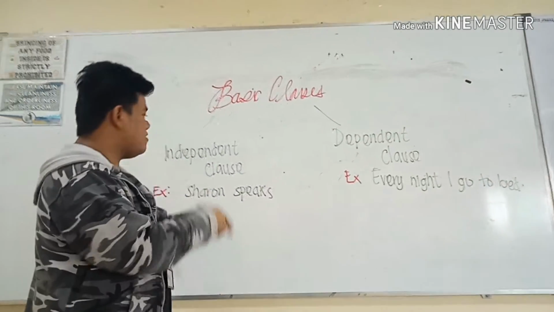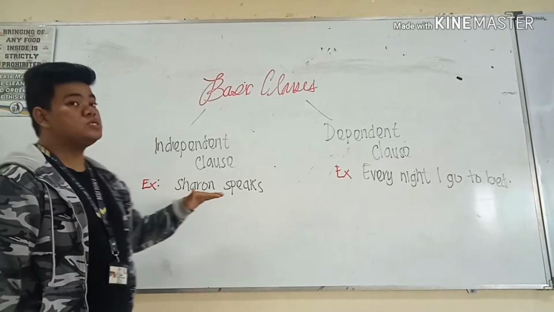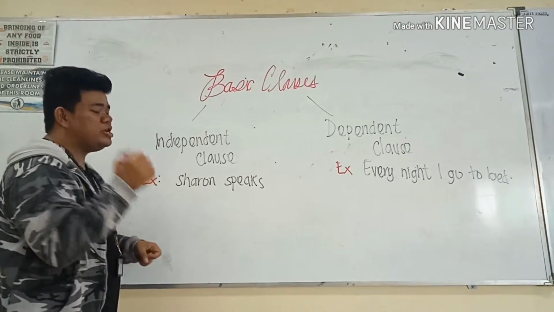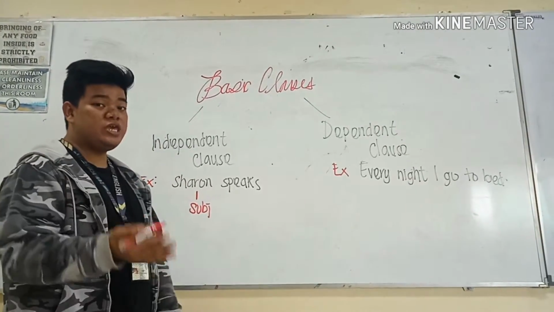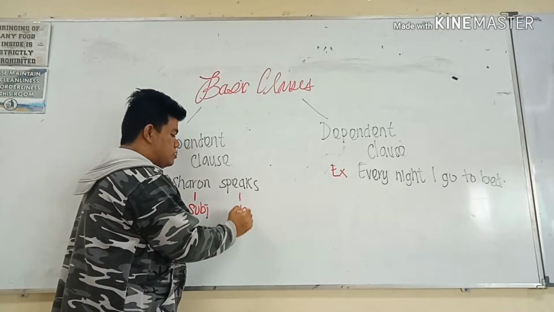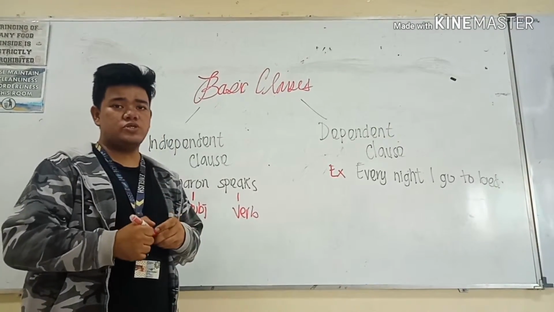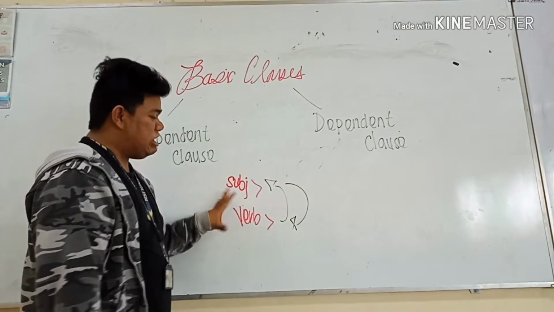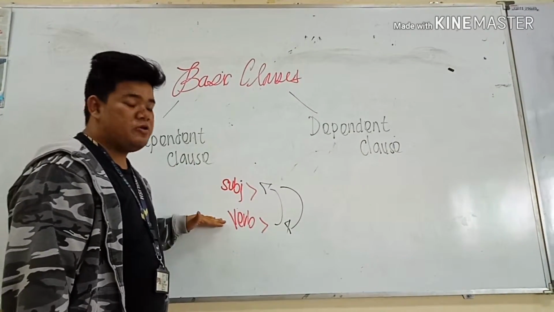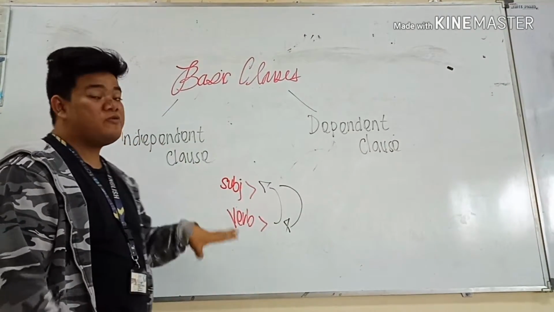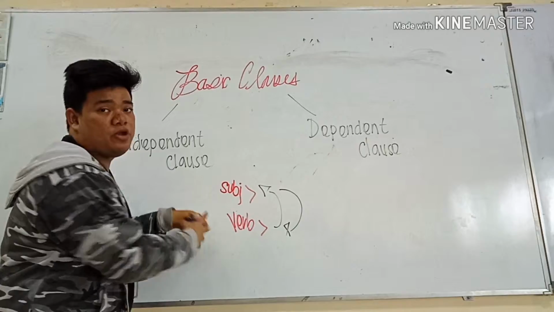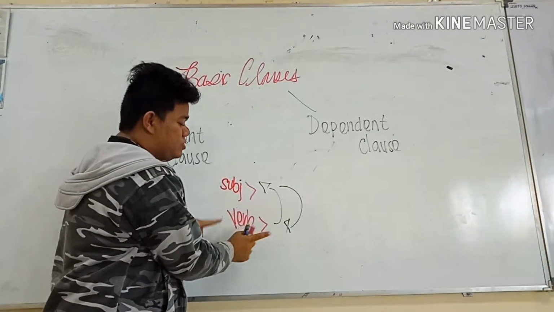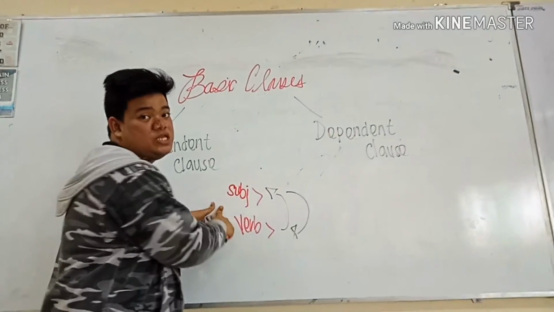As an example of an independent clause: Sharon speaks. As you can see, there is the presence of the subject, and also the presence of the verb. A while ago, I told you that a subject and a verb indicate that we are referring to an independent clause. It always has the subject and the verb, because subjects always do things with the verb, while verbs always do things with the subject.